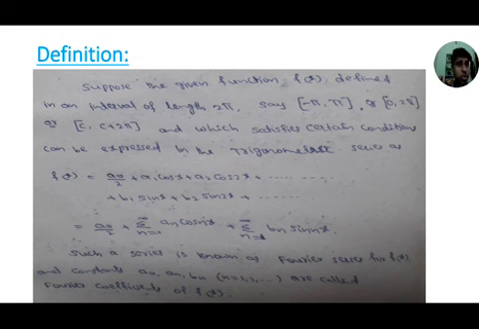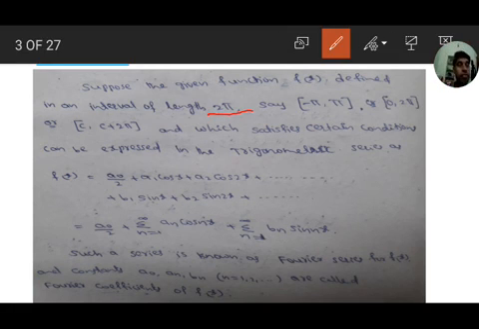Okay. Here, suppose f of x is a function defined on an interval of length 2π. Compulsorily, for a Fourier series, the function must be defined on an interval of length 2π, for example minus π to π, 0 to 2π, c to c plus 2π, and which satisfies certain conditions, can be expressed in the form of a trigonometric series, that is f of x equal to a0 by 2 plus a1 cos x plus a2 cos 2x plus a3 cos 3x and so on, plus b1 sin x plus b2 sin 2x and so on. This can be written with a0 by 2 as it is, plus sigma n equal to 1 to infinity an cos nx, and the sine terms as sigma n equal to 1 to infinity bn sin nx.